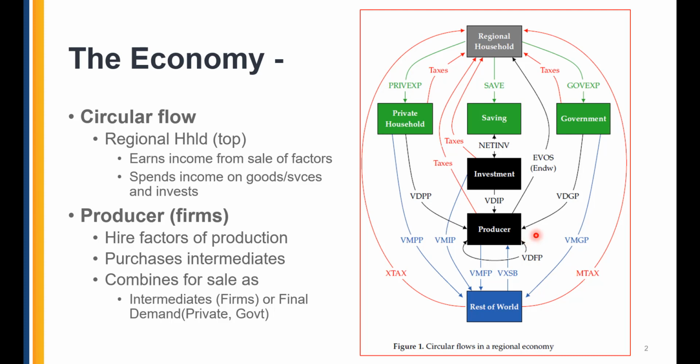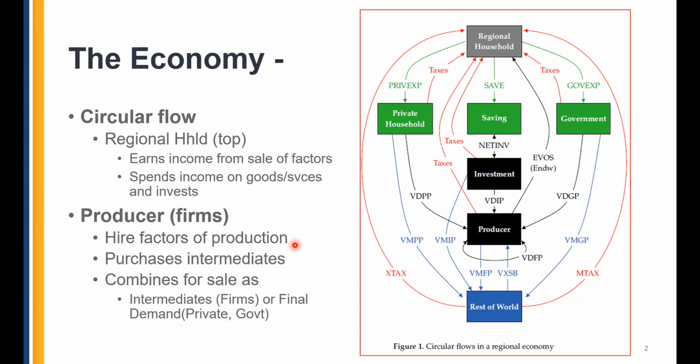So the producers, or the producer block, is comprised of a set of firms. Those firms can hire the factors of production away from the regional household, so they pay for those and use them to convert to marketable commodities, or things that can be marketed as final demand commodities. They also purchase intermediates from other firms, or if we were doing trade, they can purchase those from the rest of the world.